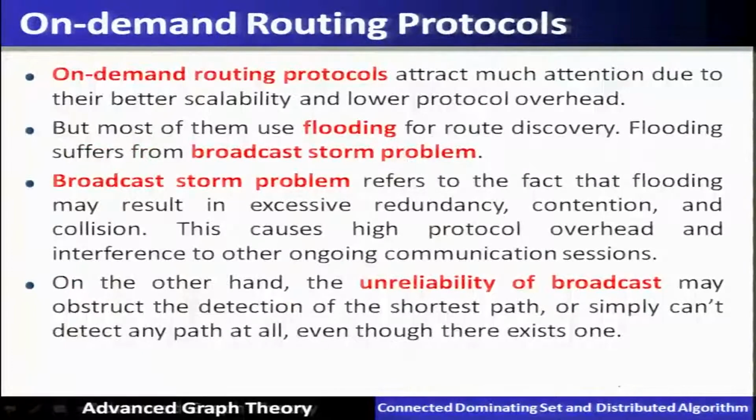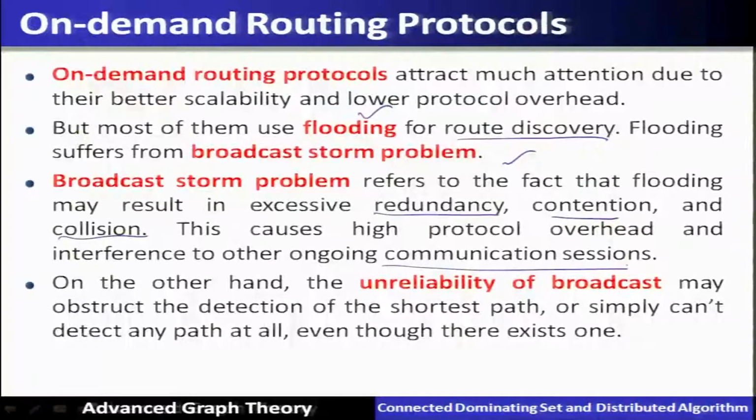On-demand routing protocols attract much attention due to their scalability and lower protocol overhead, but most of them use flooding for the route discovery. Why? Because the destination is not known, so they have to depend upon flooding for the route discovery. Flooding has the disadvantage that it suffers from the broadcast storm problem. The broadcast storm problem refers to the fact that flooding may result in excessive redundancy, contention and collision. This causes high protocol overhead and interference to the ongoing communication sessions.